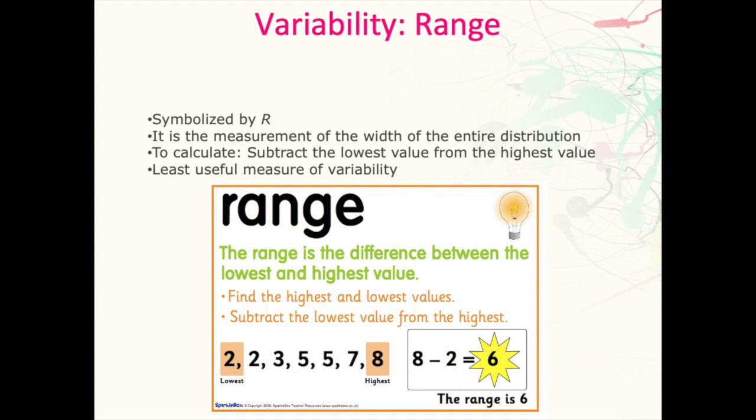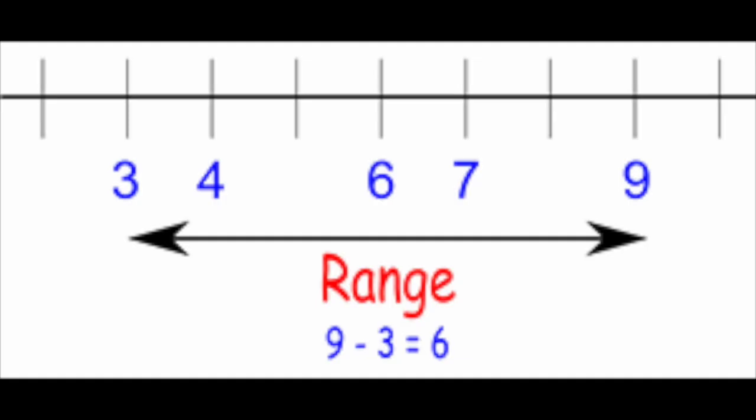Okay, so the first measure of variability we're going to discuss is the range, and the range is symbolized by R. All statistical symbols are reported in professional, polished APA papers as italicized symbols, so that's why I have that R symbolized as a statistical symbol. But anyways, the range is the measurement of the width of the entire distribution. To calculate it, you just find the highest value in your distribution and subtract the lowest value in your distribution from it.